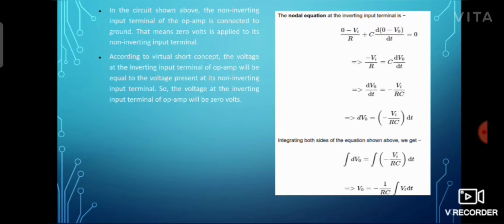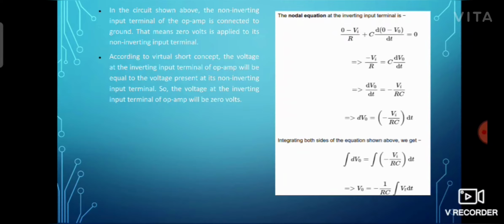The nodal equation at the input terminal is (0 minus Vi) by R plus C into d(0 minus V naught) by dt equal to 0. Therefore, minus Vi by R equal to C into dV naught by dt. dV naught by dt equal to minus Vi by RC. dV naught equal to minus Vi by RC into dt.